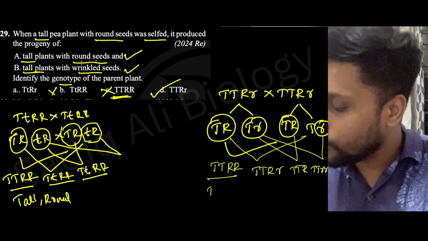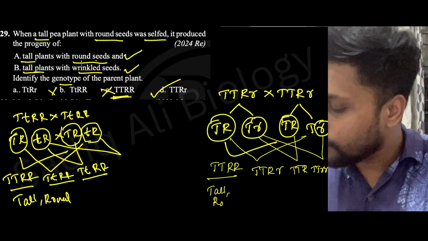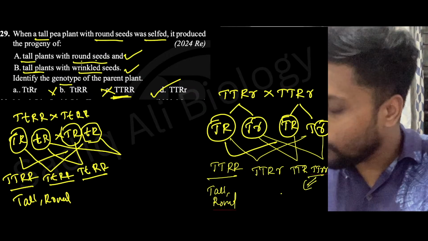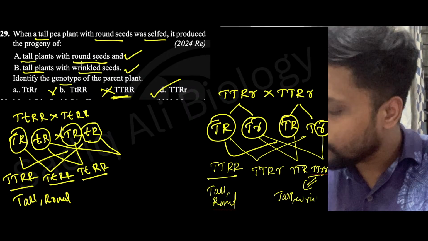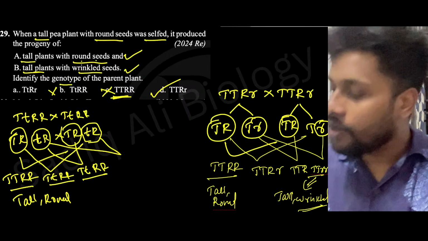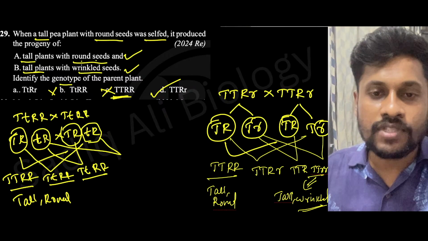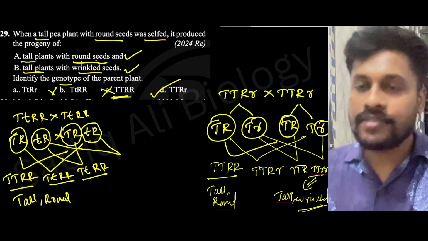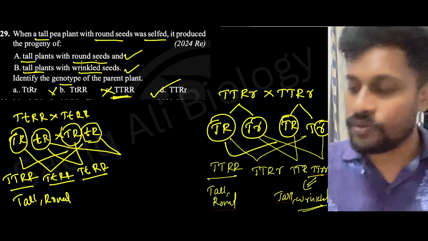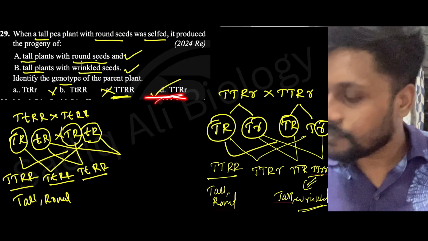See, this is what? Tall, round. What is this? Tall, wrinkled. Tall, round, and tall, wrinkled. We are getting only these two now. I hope it's visible. So this is the answer, right? Fine, guys. Let's move. I hope it's clear.